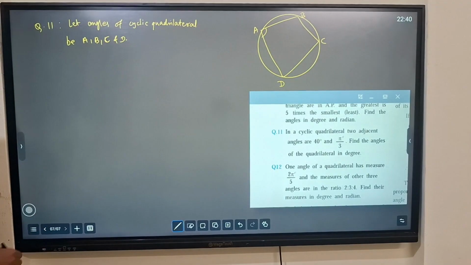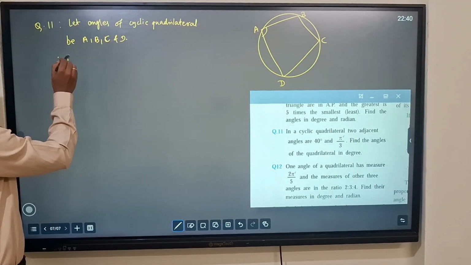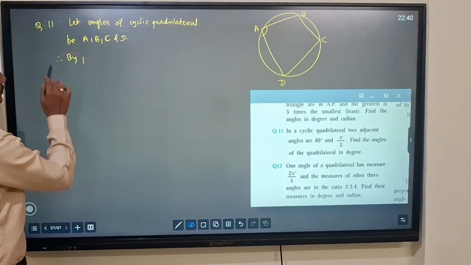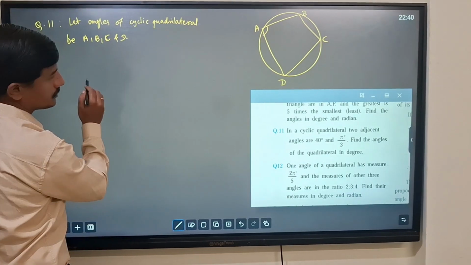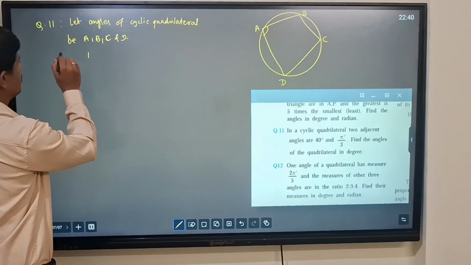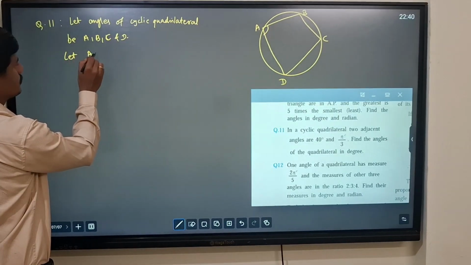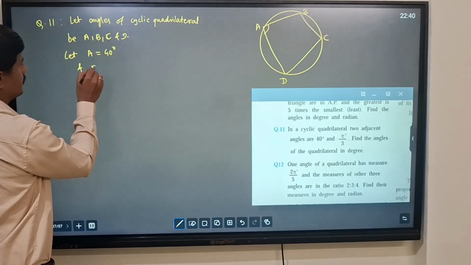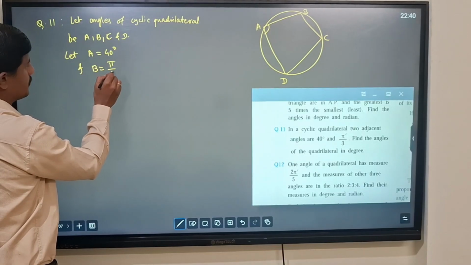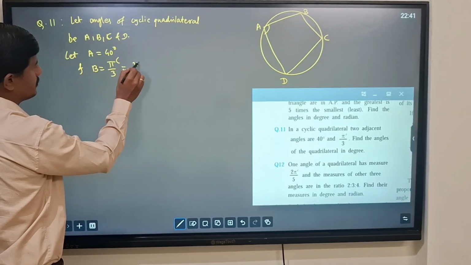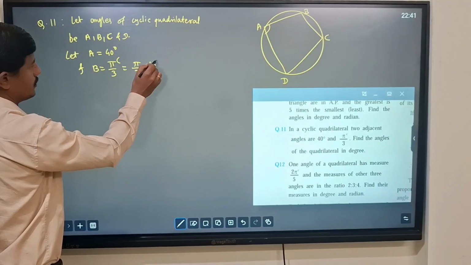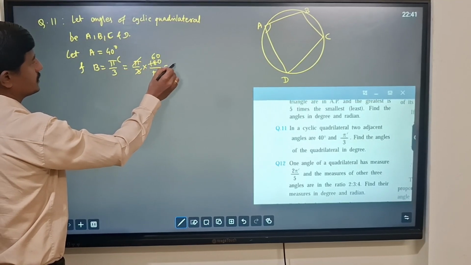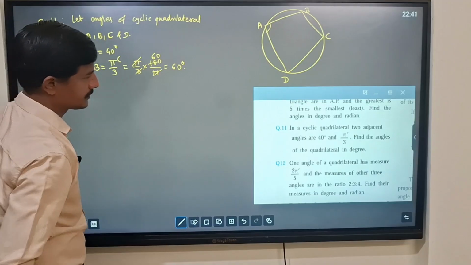Therefore, now what is given? Let A is equal to 40 degree and B is equal to 5 pi by 3 radian. That is equal to 5 pi by 3 into 180 by pi, pi cancels, 3 6s are, so this is 60 degree.